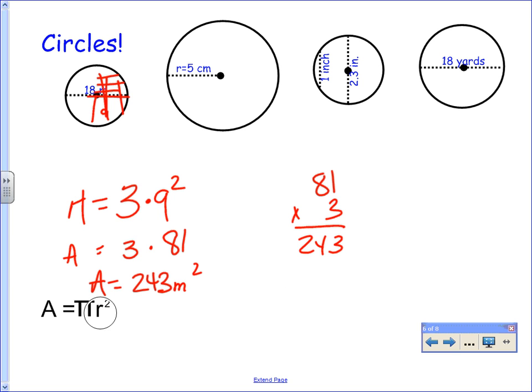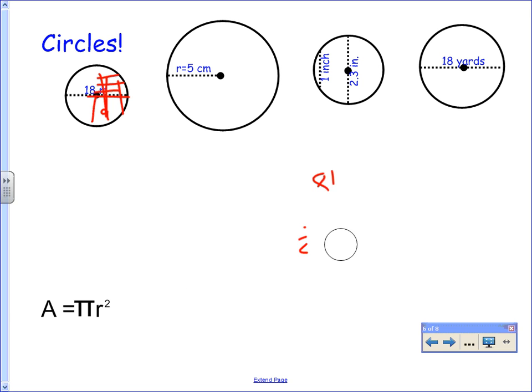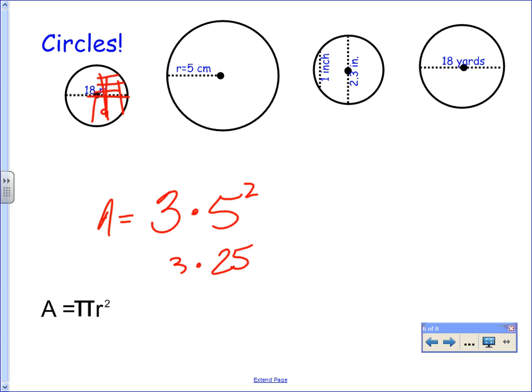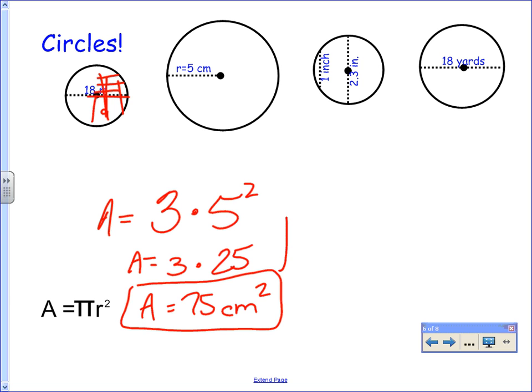Last one we're going to do on this video is this one here. The radius is already given to us, so we know we're going to do 3, which is pi. Area equals 3 times 5 squared. 5 squared is 5 times 5, which is 25. 3 times 25 is 75 centimeters squared. So that's the area of this circle.